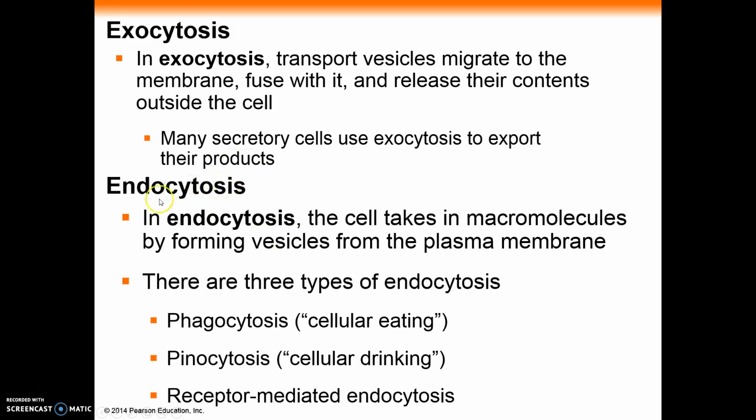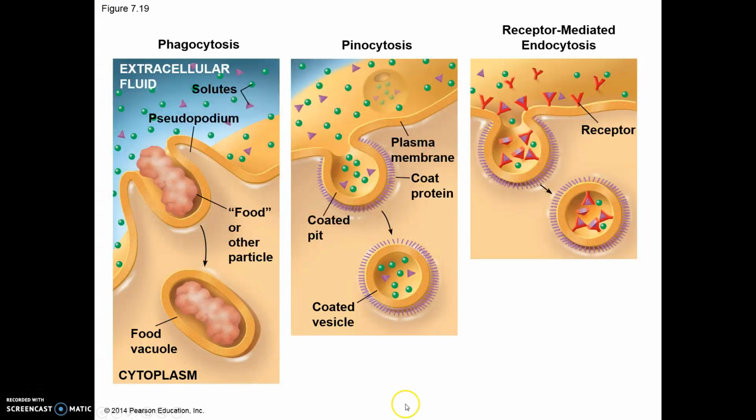The reverse of this, endocytosis, is when we essentially do this in reverse. Instead of fusing a vesicle to the outside membrane, what we do is form a vesicle from the plasma membrane and pull stuff in. This falls into one of three categories: phagocytosis, which is known as cellular eating; pinocytosis, which we can consider cellular drinking; and this third process, which is related to pinocytosis, called receptor-mediated endocytosis.